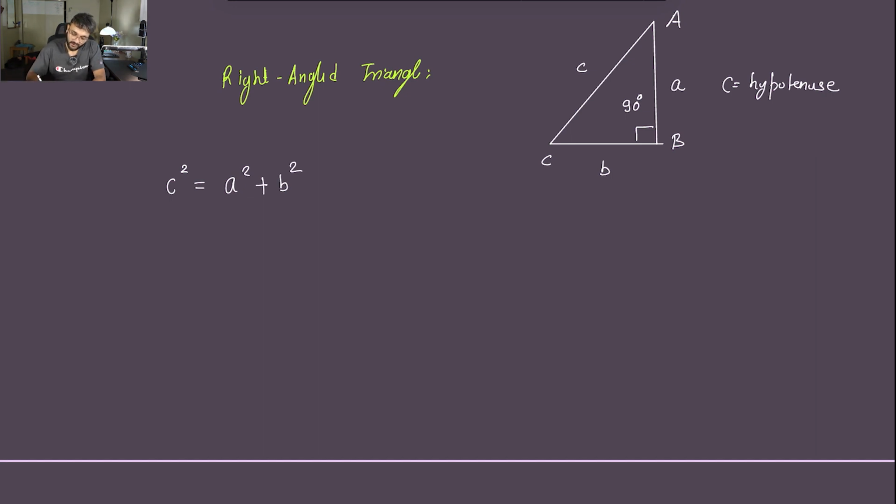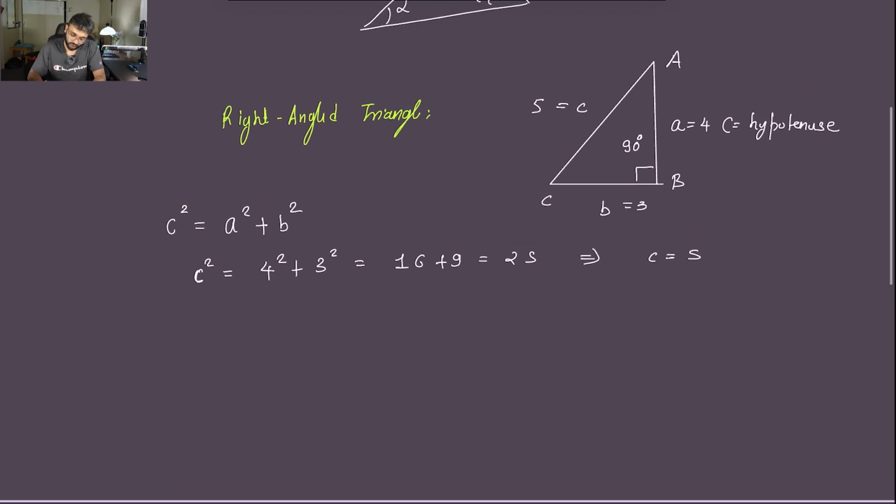So let's say if I have A equals 4, B equals 3, I can calculate what C will be equal to. That is C squared is equal to 4 squared plus 3 squared, 16 plus 9 equals 25, and this gives C equals 5. So that is an example of how to use the Pythagorean theorem. Remember, it's only valid for right angle triangles.